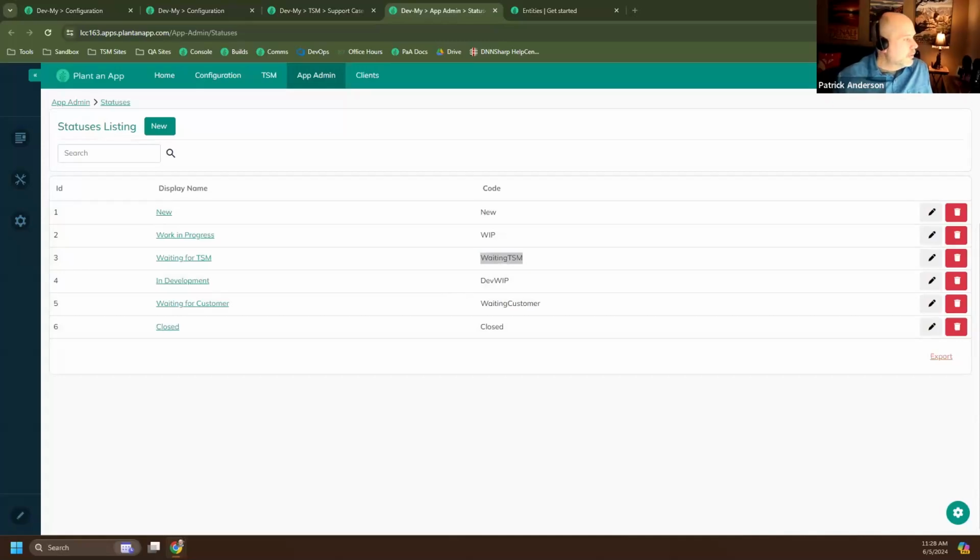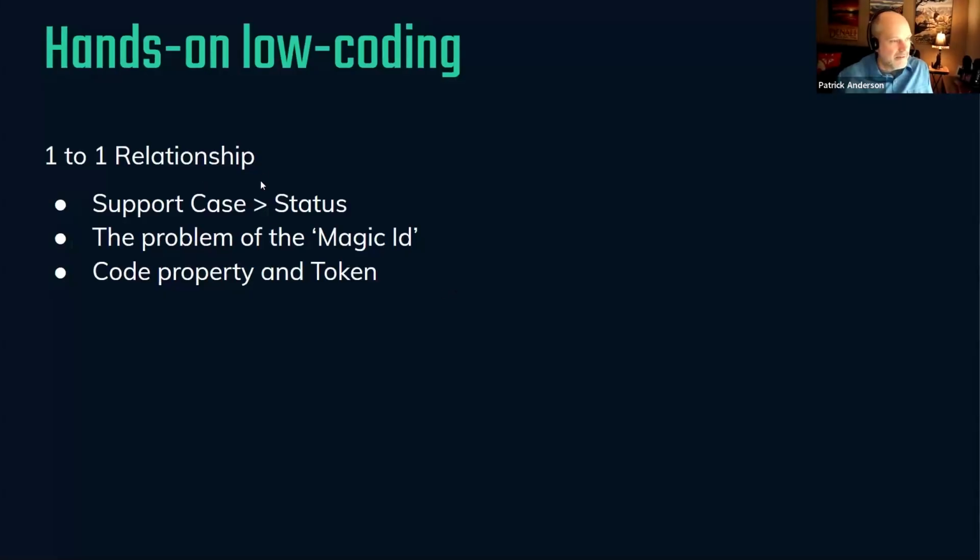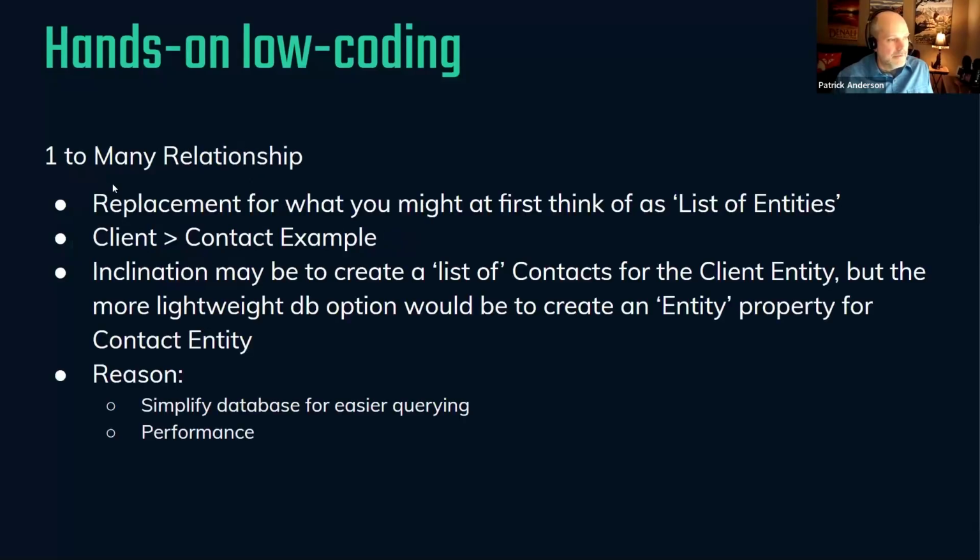So going back to our presentation, that's a typical implementation of a one-to-one relationship. So our support case, each one has a status. So that's it. So now we're going to take a look at one-to-many relationships. In this case, I'm going to take a look at a one-to-many relationship as a replacement for what you might at first think of as a list of entities.